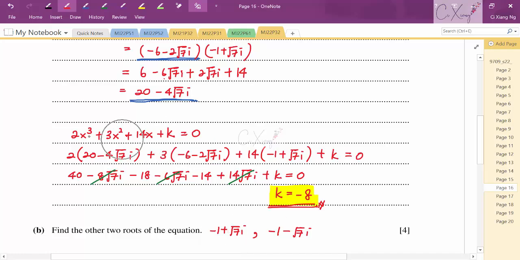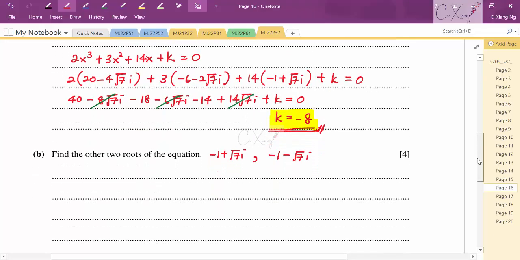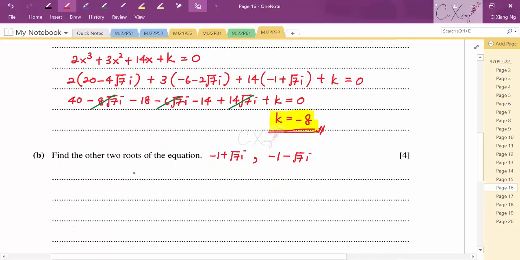By using the rule here, all the coefficients are integers, so we know that the roots come in conjugate pairs. So the conjugate complex number negative 1 minus square root 7i is also one of the roots. Then now we want to proceed and get the third root. Before we can get the third root, I need to find the factor of the polynomial by using these two roots.